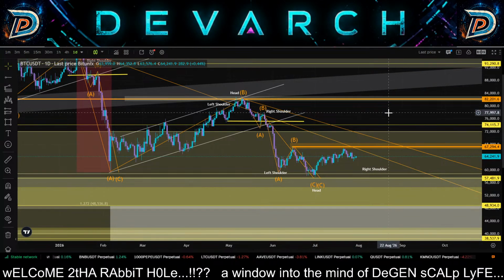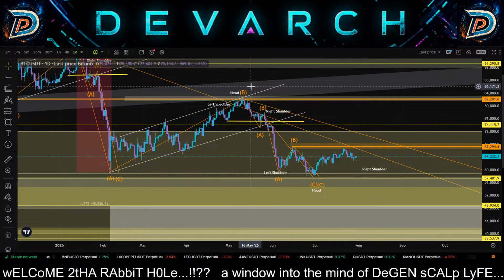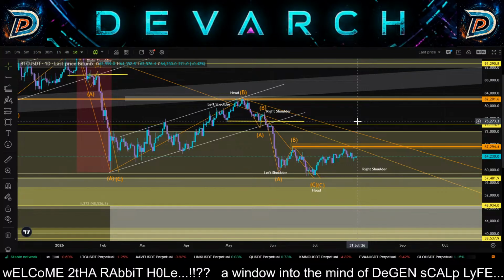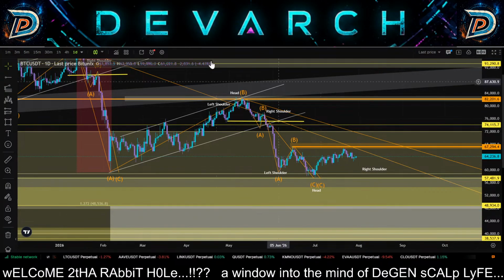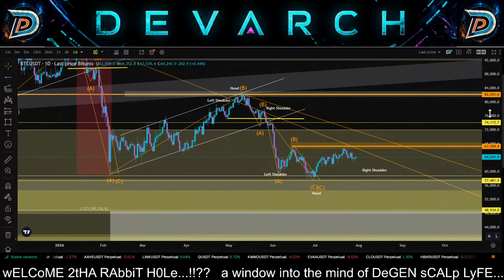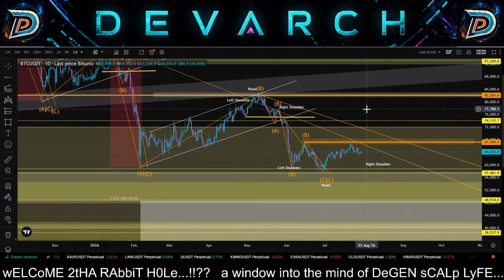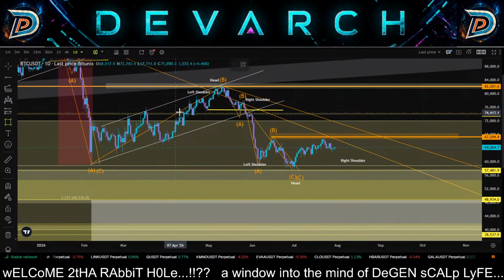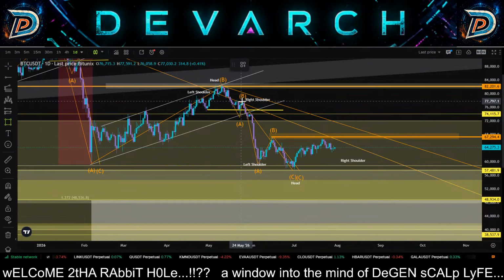Impulse waves have 5 subwaves, while corrective waves have 3 subwaves. So as soon as I see a time wave fractal that is in an official impulse, then I can project forward that impulse measured move targets. But as far as on the weekly and the daily now, we can clearly see that both the weekly and the daily are in verified corrective waves still. There has not been a break of structure on either wave.